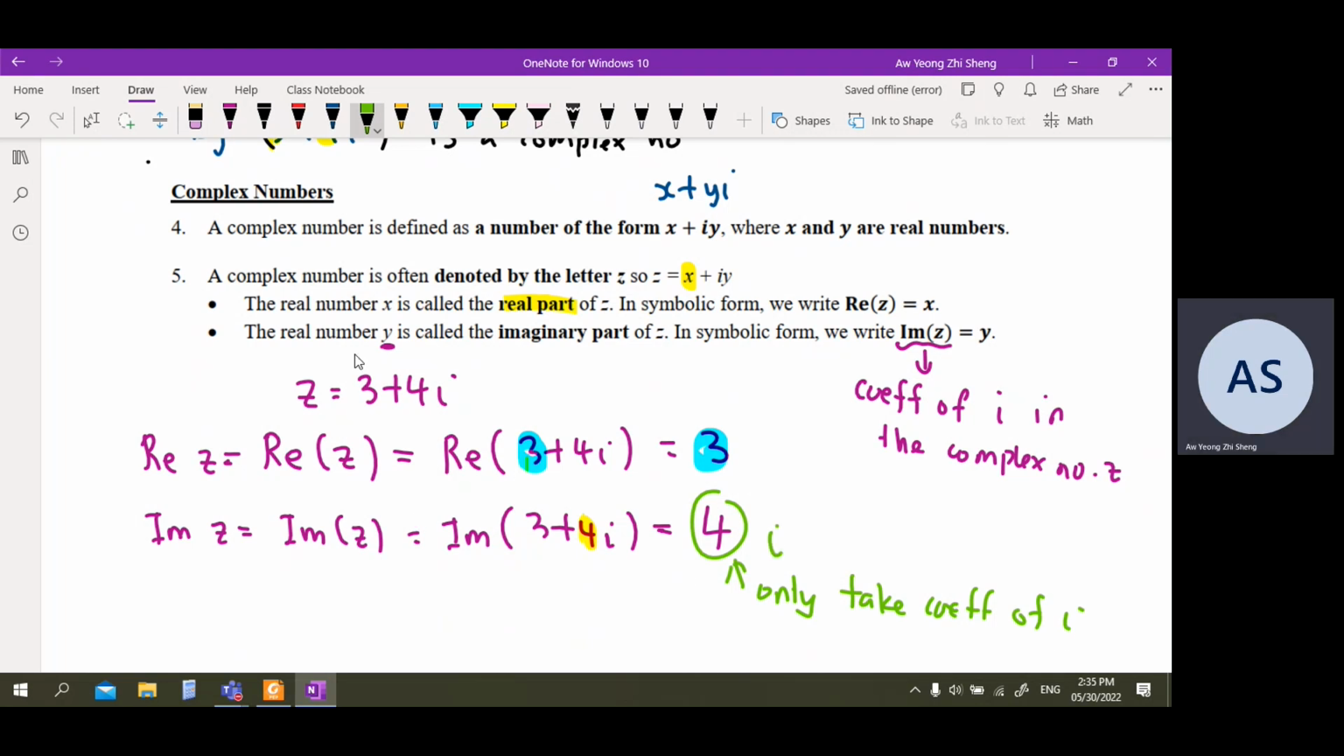We do not write 4i here. We only take the 4. We don't take the i. We only take the coefficient of i as the imaginary part.